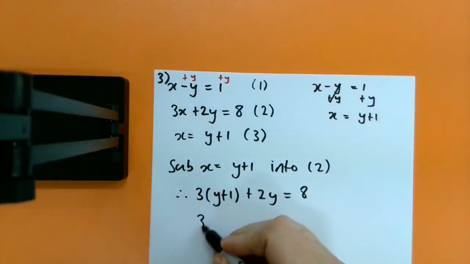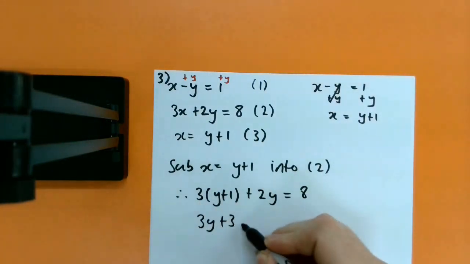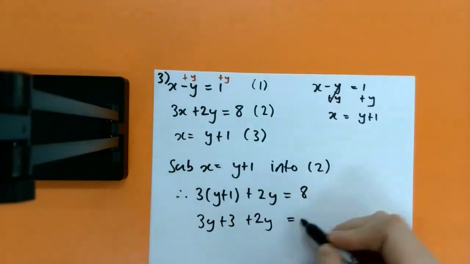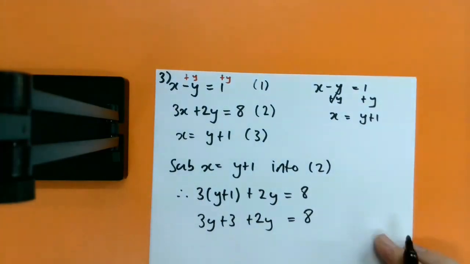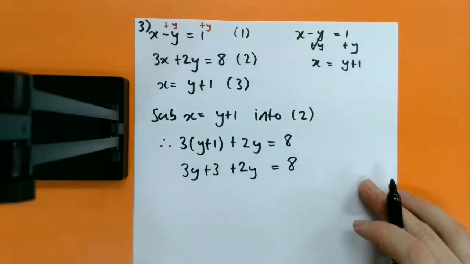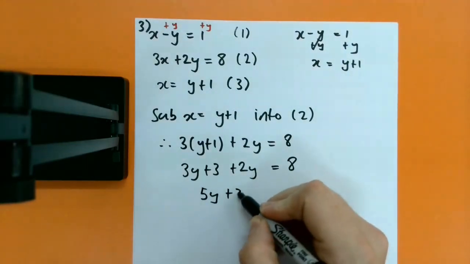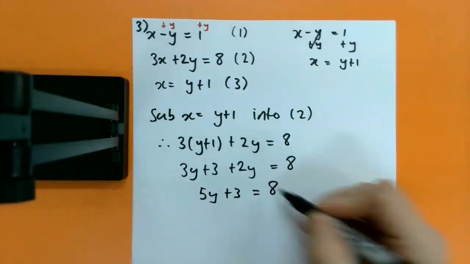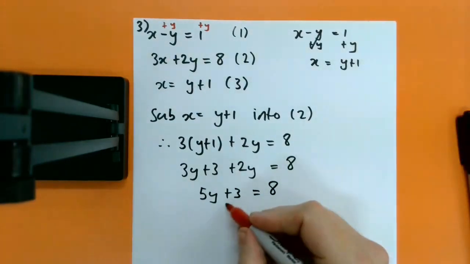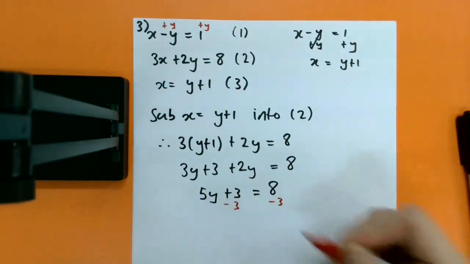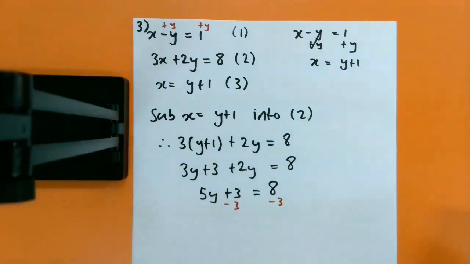So now we're going to do a little bit of tidying up here. Expand this bracket, we have 3y plus 3 plus 2y is equal to 8. Now we want to collect our like terms. I'm just going to go up a little bit so you can see what we're doing. Collecting our like terms, we now have 5y plus 3 is equal to 8. We're going to subtract 3 off of both sides to get y by itself, right? We're working towards getting y by itself.